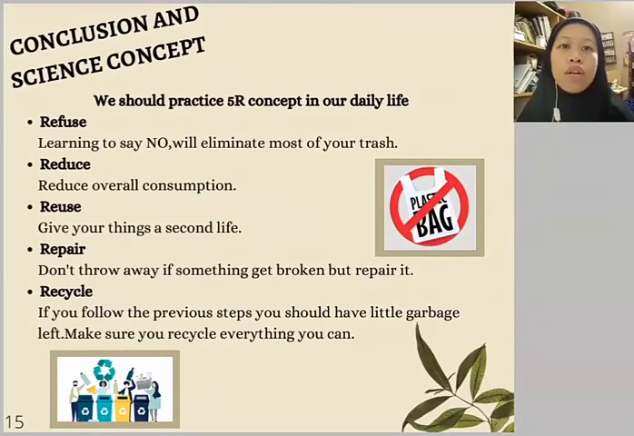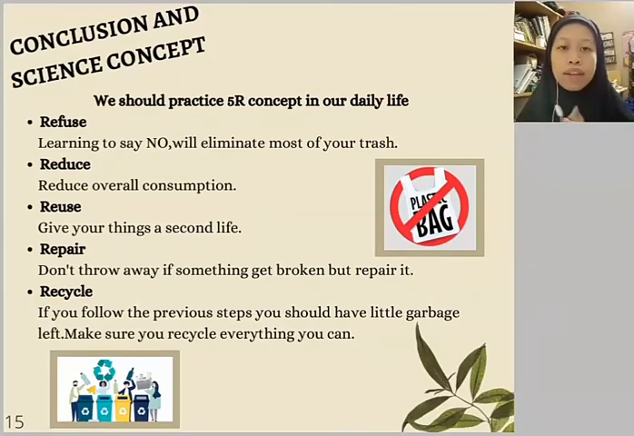So the conclusion and science concept. I'm going to advise to practice 5 concepts in our daily life, which is the first one is to refuse, learning to say no. We eliminate most of our trash. Okay, learning to say no to plastic, for example. And the second one is to reduce overall consumption. And the third one is to reuse, give your things a second life. Okay, for instance, reuse your plastic bag and don't just simply throw it away.